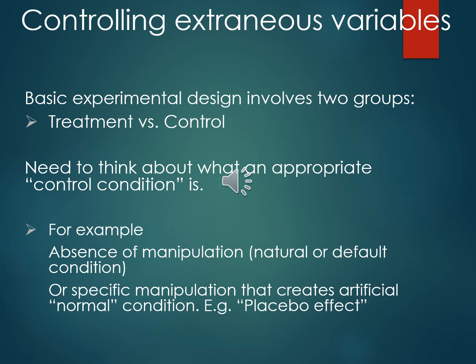So the question is, what do we mean by control? An experiment typically involves, at the minimum, a treatment condition, which involves manipulation, and then the control condition. So the independent variable is the difference between the treatment condition and the control condition. But what do we mean by control? We need to really think about what is an appropriate control condition. For example, is it an absence of manipulation, or do you need to create an artificial control condition?